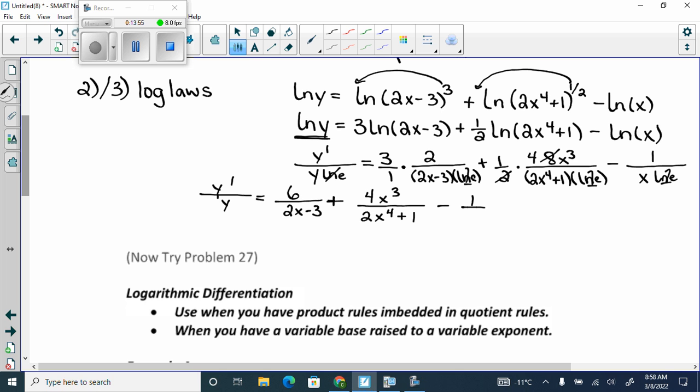minus 1 over x. The great thing is they'll never put those together. They're not going to make you make a common denominator. They're not going to make you put them together. There is one last step, though. Multiply the y over, because it's not y prime yet.